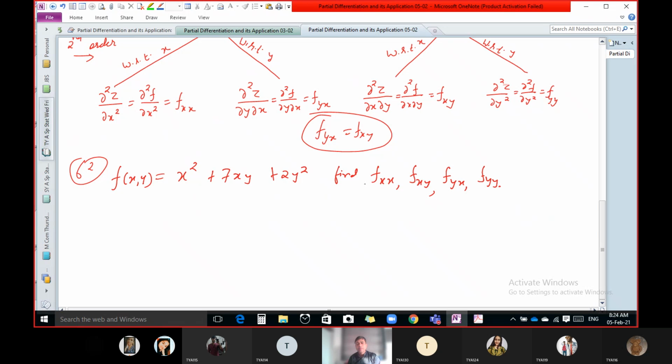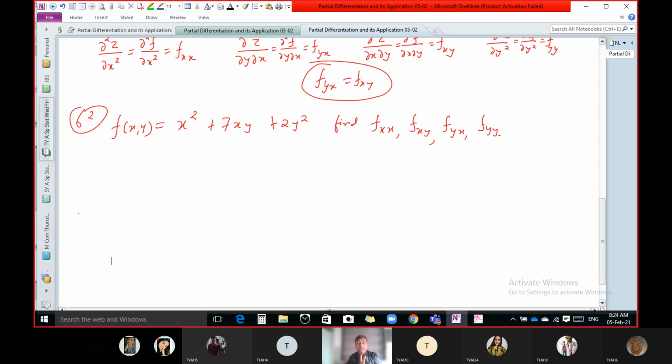First, fxx. What is fxx? It is nothing but a second order derivative, partial with respect to x and then once again with respect to x. So first of all, let us find fx. What is fx? Partial differentiation with respect to x, so y is constant here. What is the derivative of x square with respect to x? 2x plus 7y.